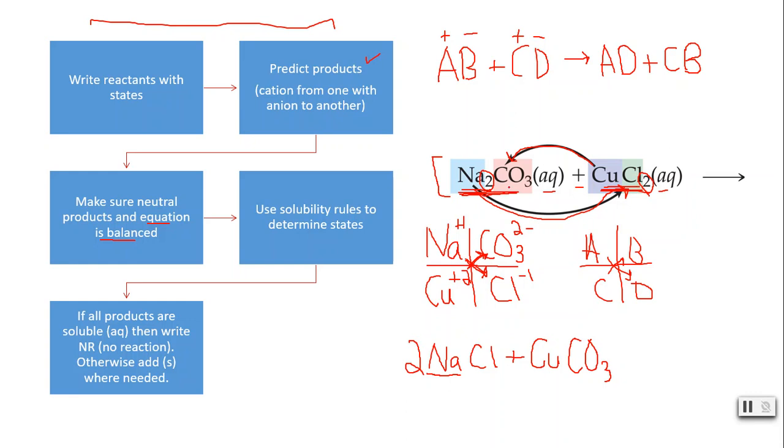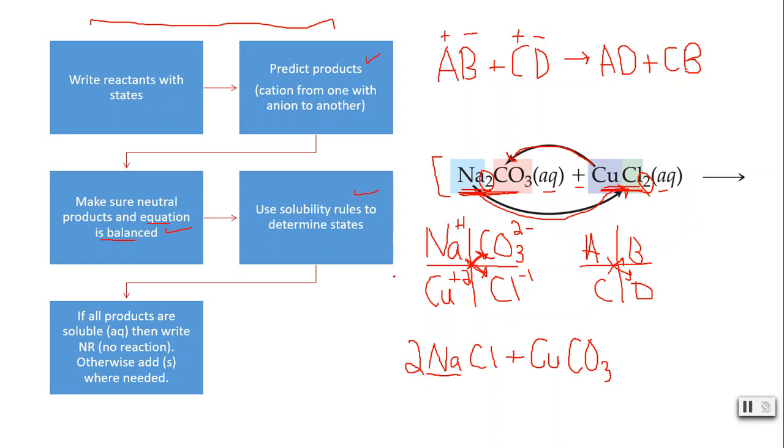I have 1 carbonate on my reactant side, 1 on my product side, 1 copper, so I now have a balanced chemical equation. Remember, when balancing chemical equations, the number and type of atom have to equal the number and type of atom on both sides, on the left and on the right. The only way that you can do that is by adding coefficients, numbers in front of the molecule.